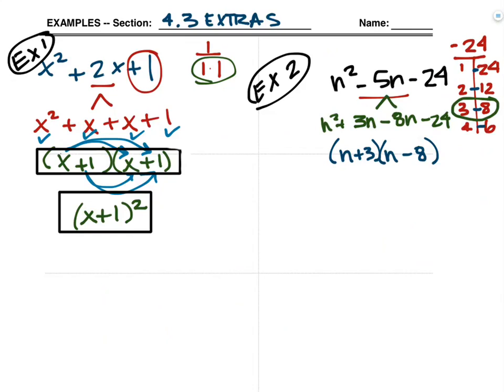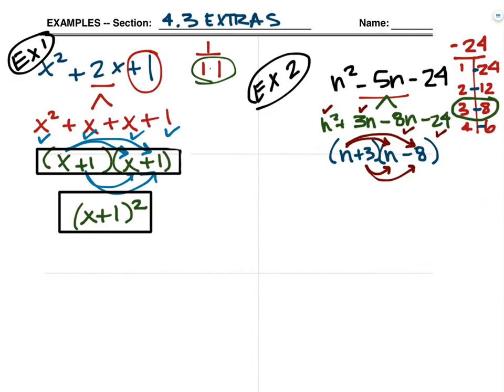Now checking using my FOIL method, I can indicate that n times n in fact is n squared. N times negative 8 is negative 8n. And 3 times n is going to give me the 3n. And 3 times negative 8, in fact, is going to give me the negative 24. So I've checked using FOIL, and I have this process organized. So there is the second example, and this is pretty similar to those that we did in the previous video.